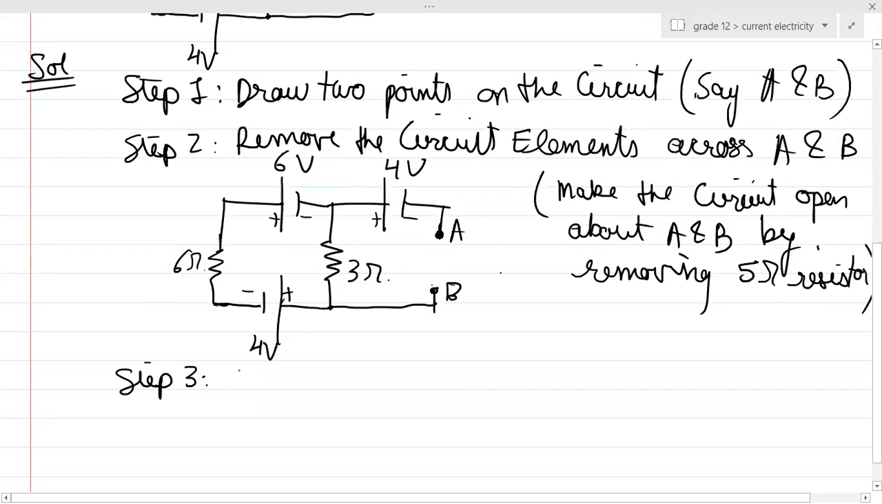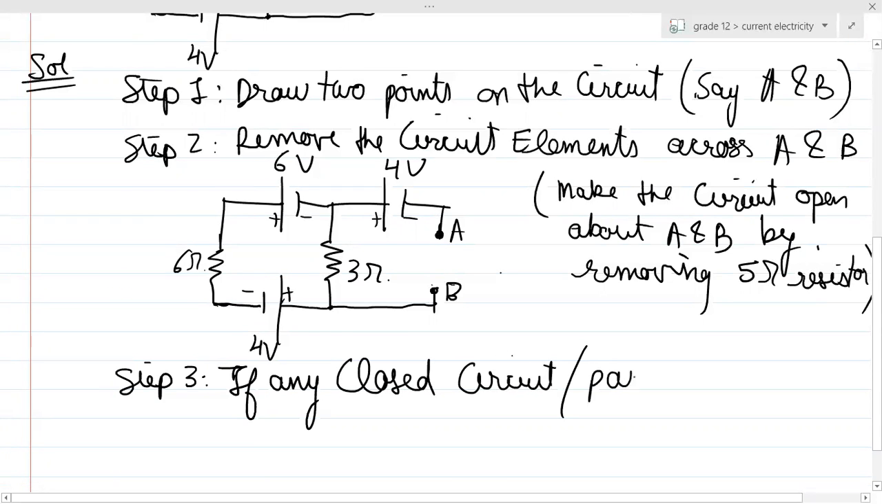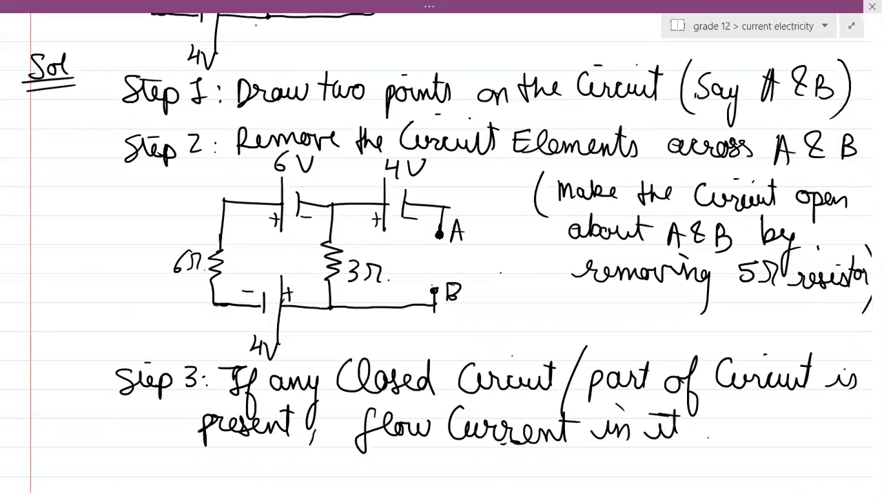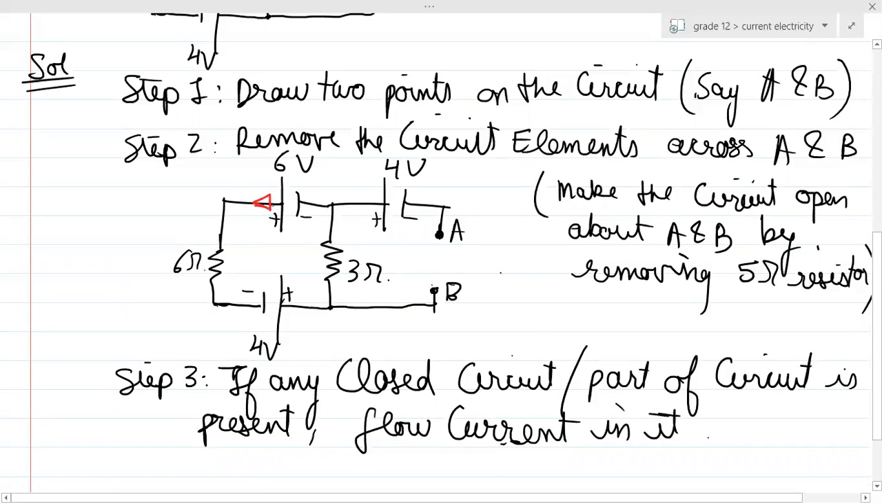Step 3 is, if any closed circuit or part of circuit is present, flow current in it. If there is any part in which a closed loop is formed, then you need to flow the current in it. So basically step 3: a current I will flow from here to here to here to here. Can it go through this AB branch? No, right? So can you see a current I is flowing in this loop? Yes or no?